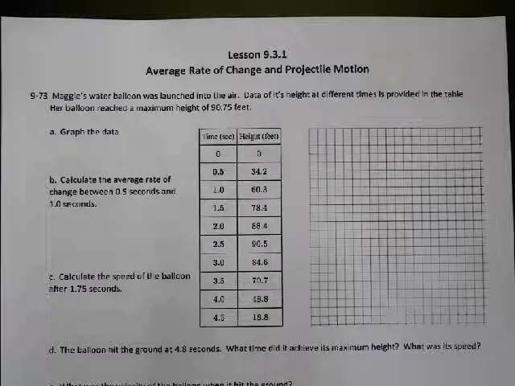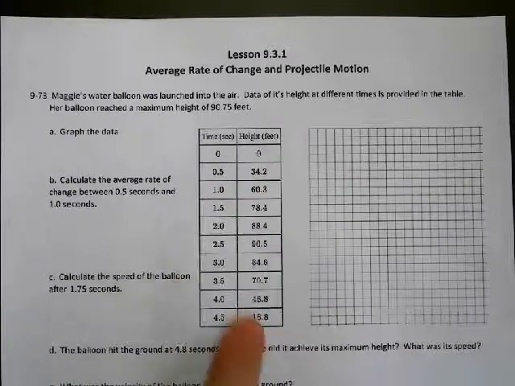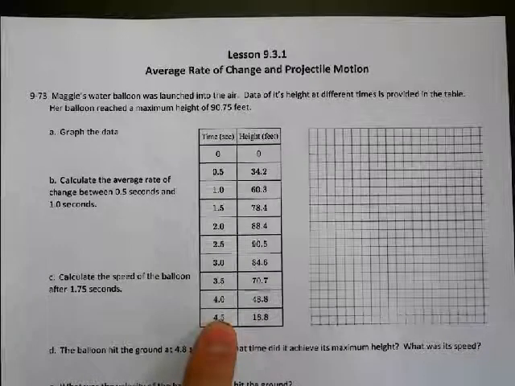We've got lesson 9.3.1, average rate of change and projectile motion. We did a water balloon thing in the first semester, so we're going to kind of come back to that. Maggie's water balloon is launched into the air, and we've got the data for the height compared to the time.